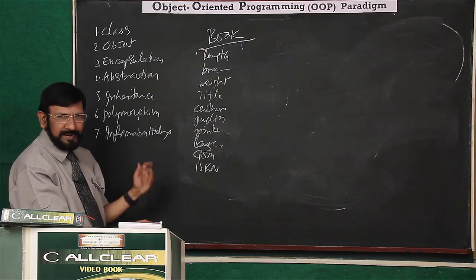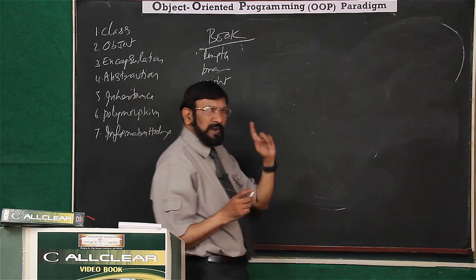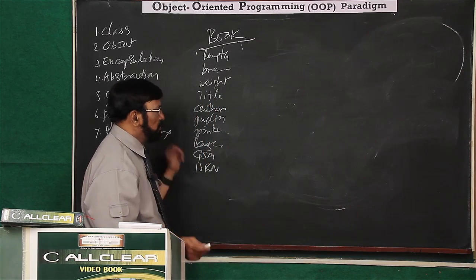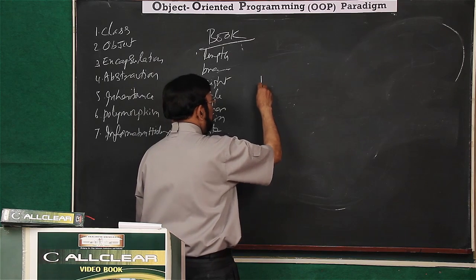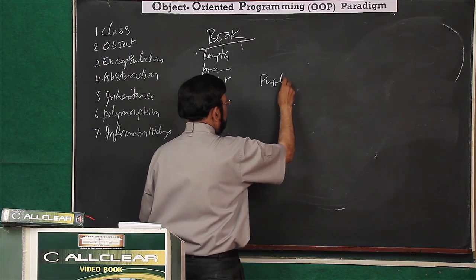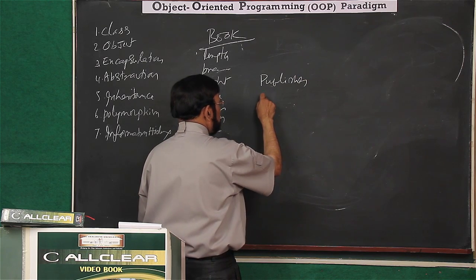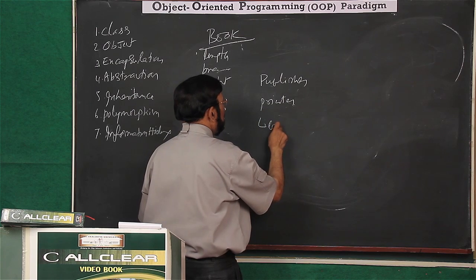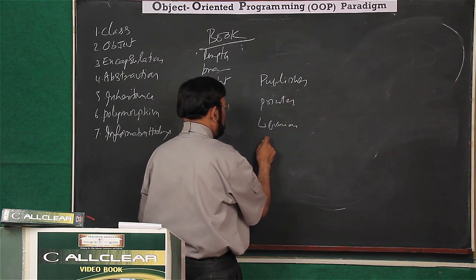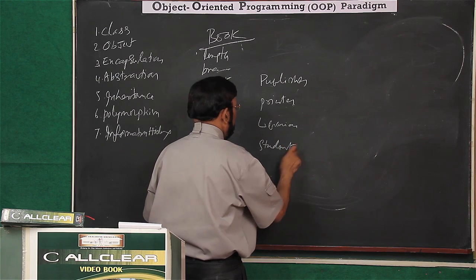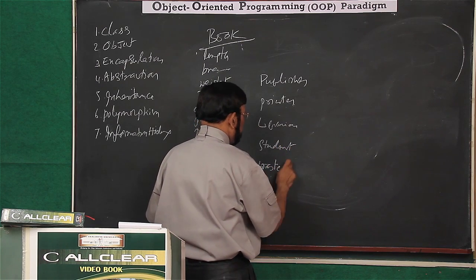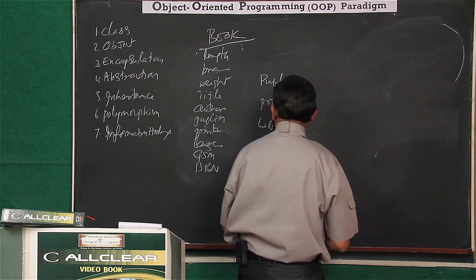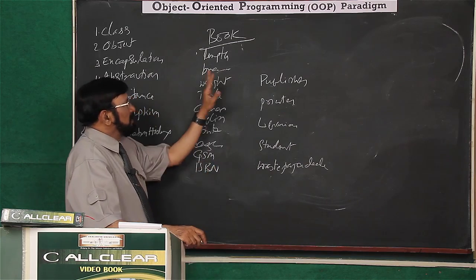These are all data items. Now, who will deal with the book? Let us list out the people who are dealing with the book. Let us take just a few people. The first one, publisher. Second one, printer. Third one, librarian. Fourth one, student. Fifth one, waste paper dealer.